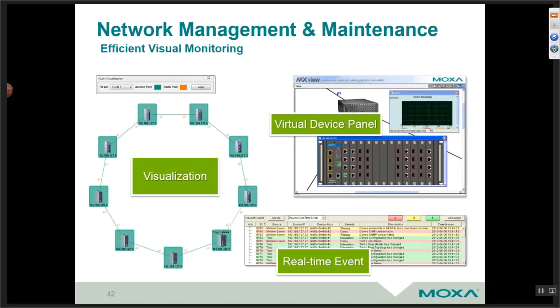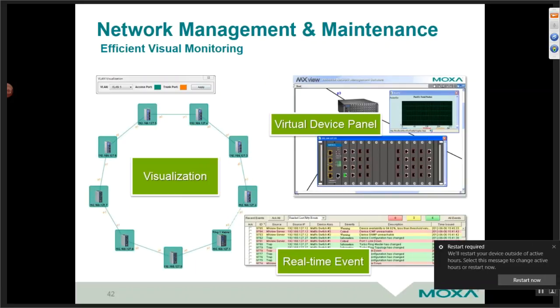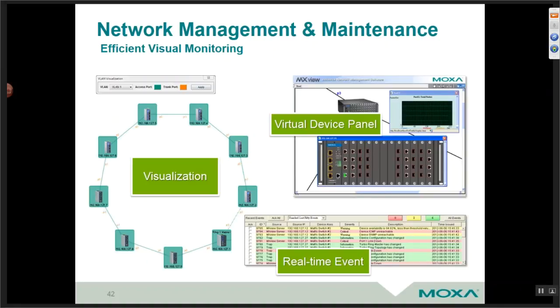You can also have real-time events, whether that be setting an SNMP trap, that's something that Paul had mentioned earlier in his portion of the presentation, or setting an email. Those types of things can be known to you in real time when there's a problem on the network.